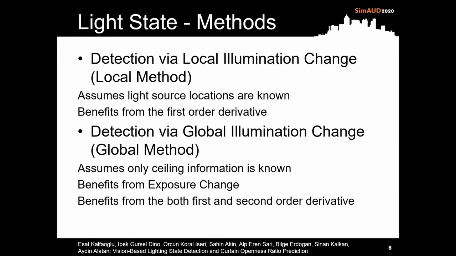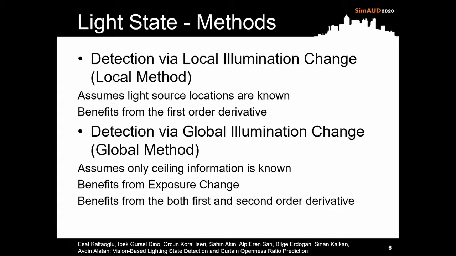There are 2 methods proposed to predict the light states. Both of them depend on capturing the light state changes instead of estimating the light states directly. And these changes basically are the instances of turning the light on or off. The 2 proposed methods are called detection via local illumination change, or local method, and detection via global illumination change, or global method.